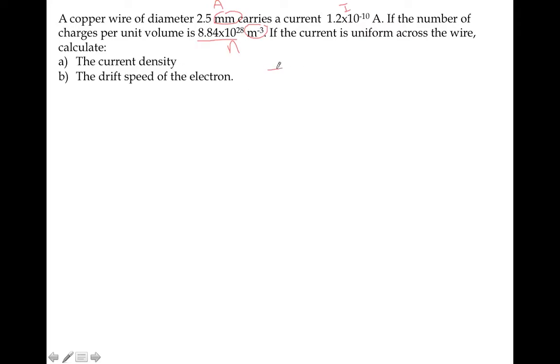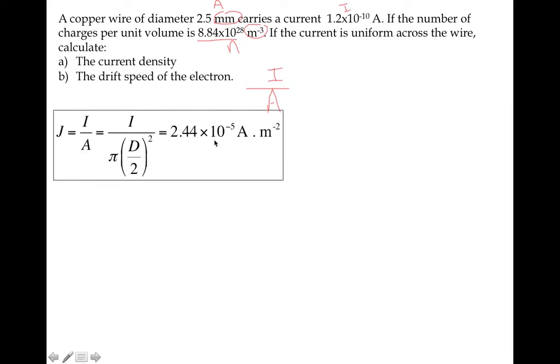Current density is simply I over area. I have I, and I have the area, so from there I can calculate that. And the drift velocity, we know how to calculate the drift velocity from the previous equation. So first of all, I calculate the current density with simply I over A, and diameter divided by 2. If you do all the units correctly, you should get this answer.